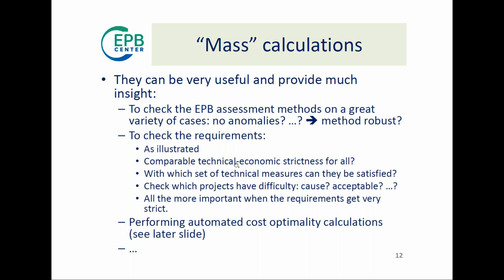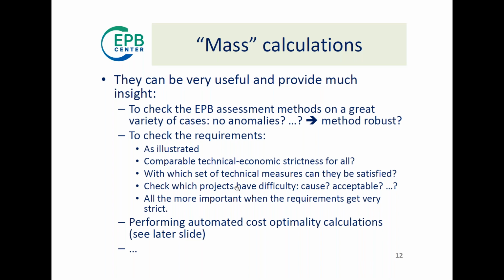Is it more or less equal, the technical strictness and economic strictness for each project? Or if there are some needs to take extra measures, how much more measures are needed? And is this acceptable politically and societally? And if there are anomalies, you can analyze what is the cause, and maybe you will still say it's acceptable.